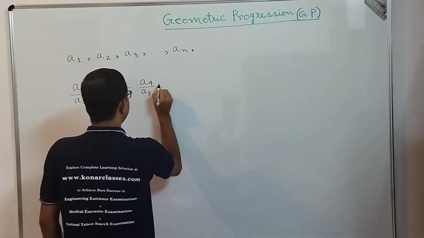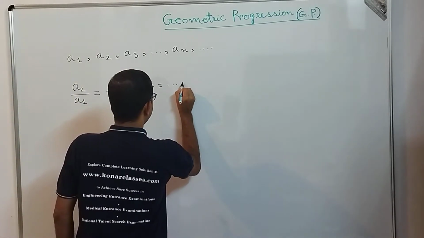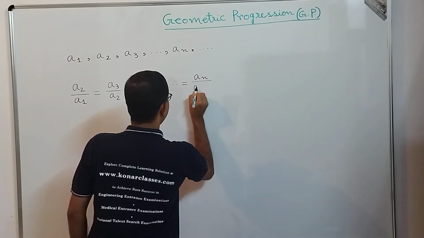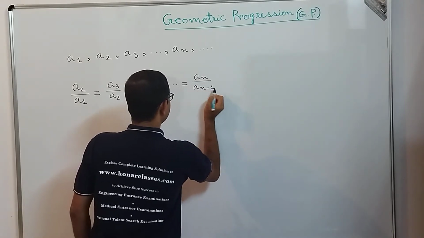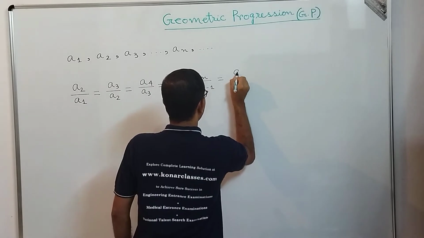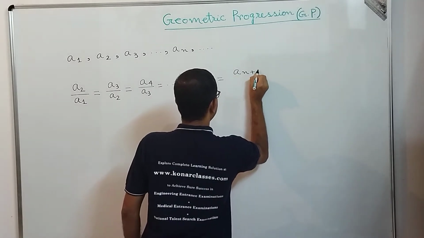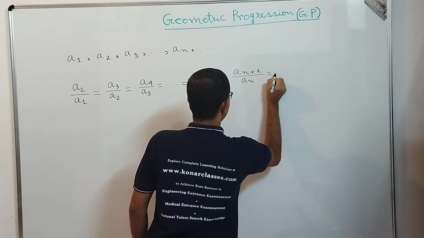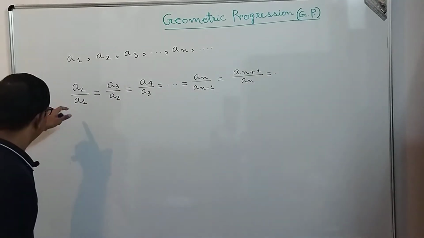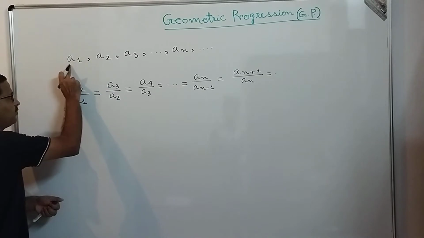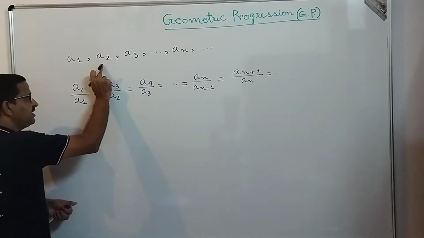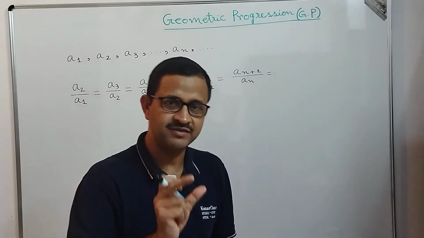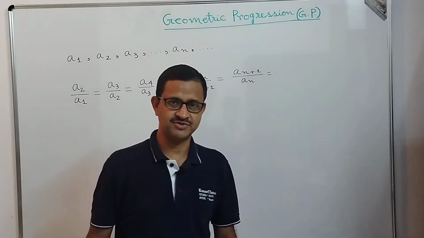And so on. In that way we can make a general one, that is An by An minus 1, that should be equal to An plus 1 divided by An, and so on. So if we see that the ratio of A2 and A1 is equal to the ratio of A3 and A2 and so on, then we can call that this sequence is in geometric progression.